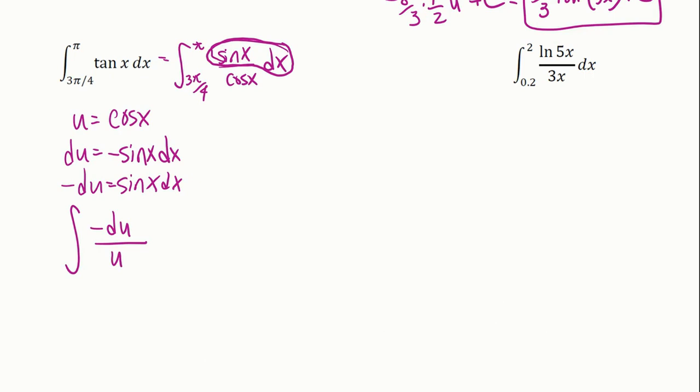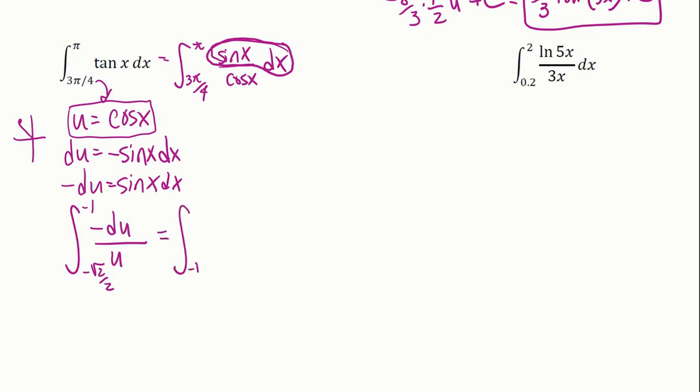And then I'm not allowed to leave my bounds in terms of x. My bounds of pi and 3 pi over 4, that does not work. I'm going to have to turn those in terms of u as well. But again, all you have to do is plug them into your u equation. So if I plug 3 pi over 4 into cosine, think about the unit circle, 3 pi over 4 is going to be right here. That's going to be negative root 2 over 2. And then if I plug in pi, cosine of pi is -1.